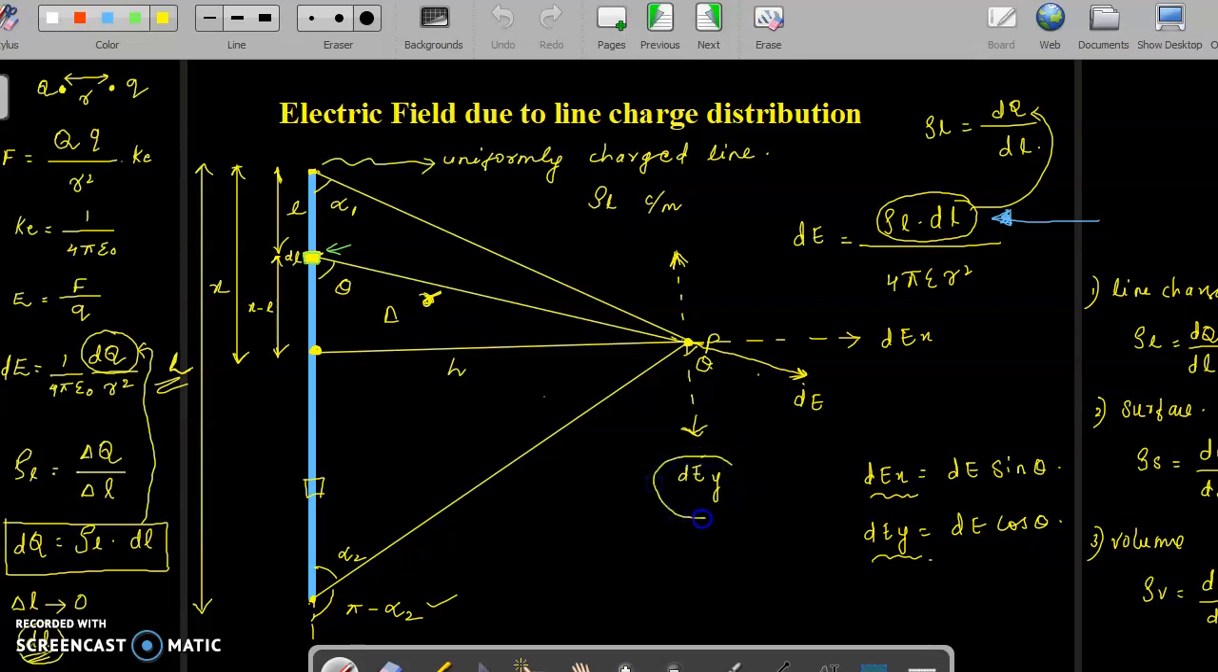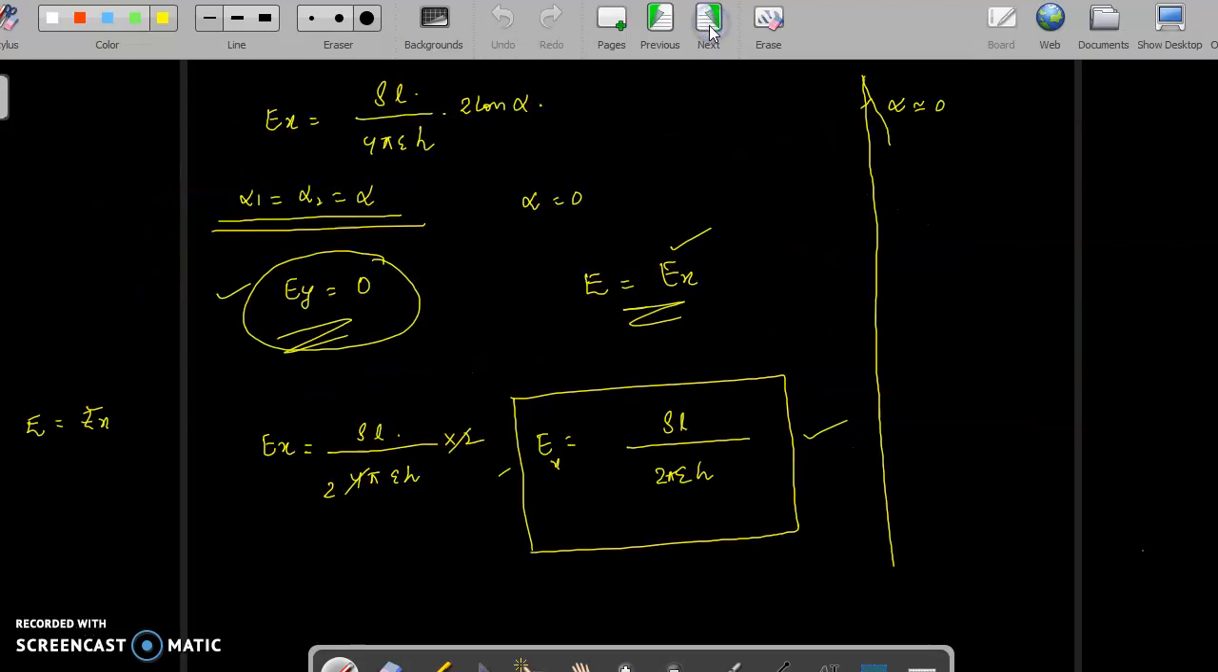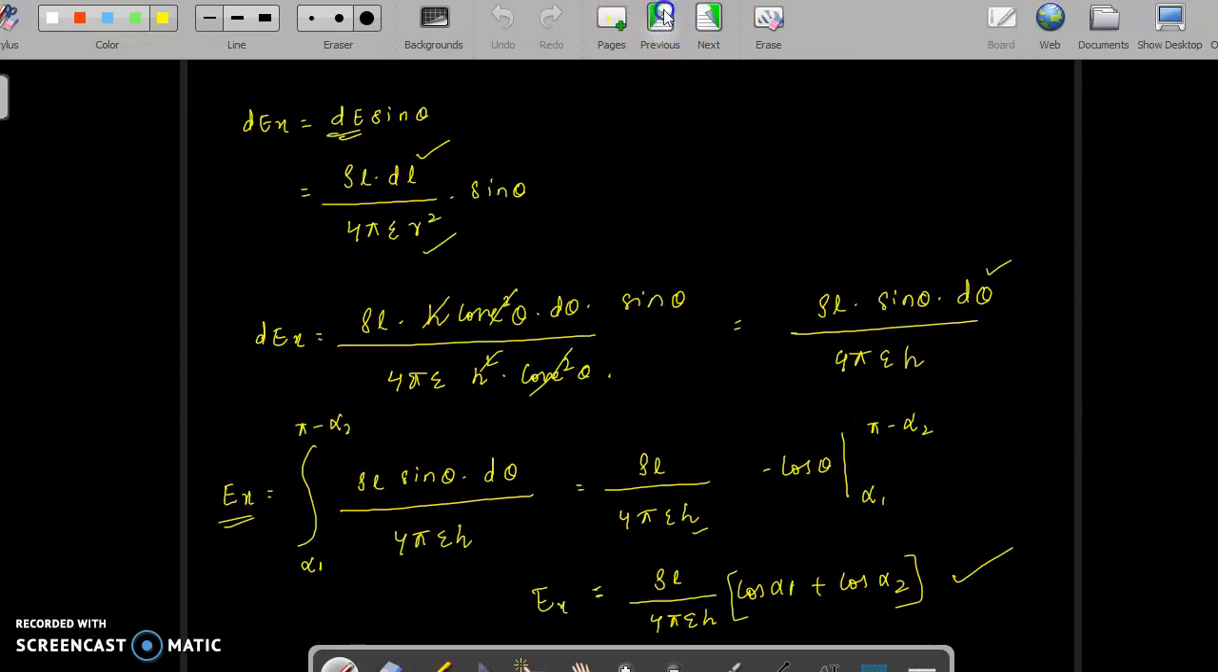The net value of the vertical component is 0, and only the horizontal component exists. For infinitely long conductors, the electric field intensity Ex, the horizontal component, is rho L upon 2 pi epsilon h. Now we are going to use this information to find out the potential at the point P.